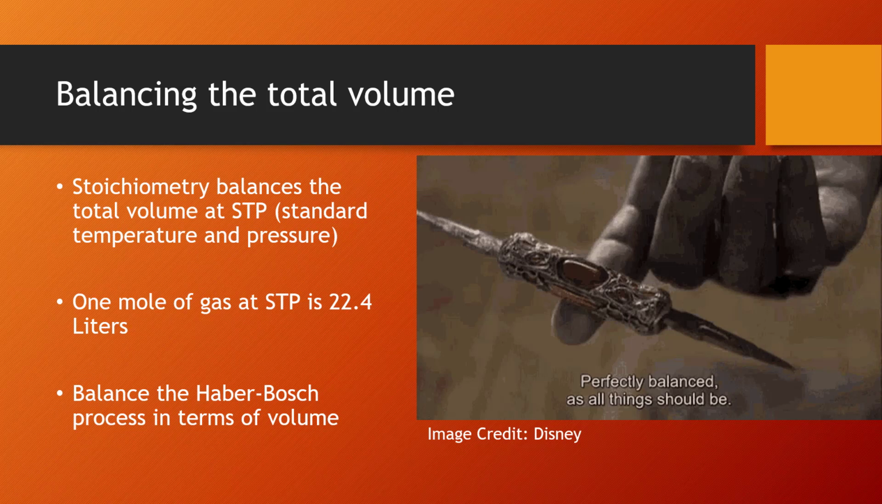And of course, we can look at the total volume. Stoichiometry can be used to predict the total volume of ammonia gas that will be produced. At standard temperature and pressure, which remember the Haber-Bosch process involves really heating things up, but if we were to start at standard temperature and pressure and end at standard temperature and pressure, we're going to see that at STP, 1 mole of gas is 22.4 liters. So you can actually predict how many liters of gas you're going to get.